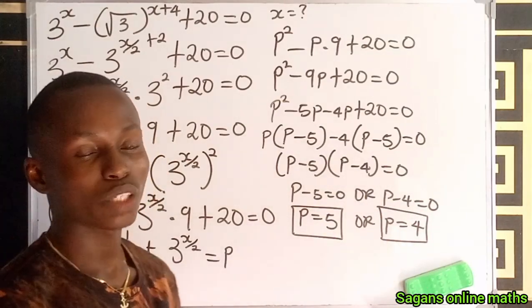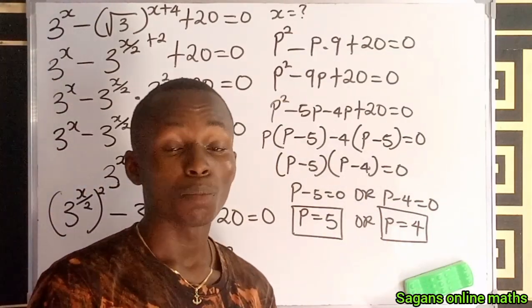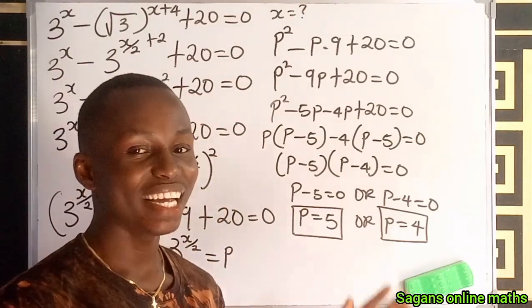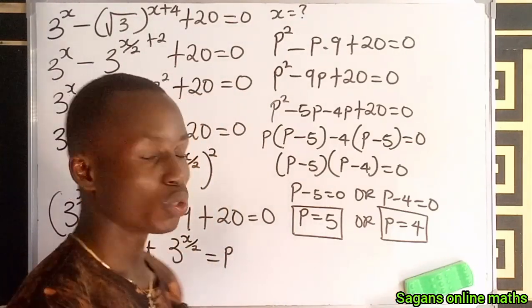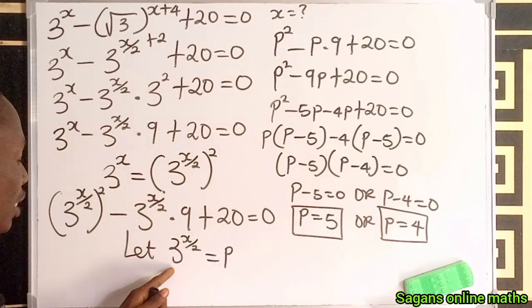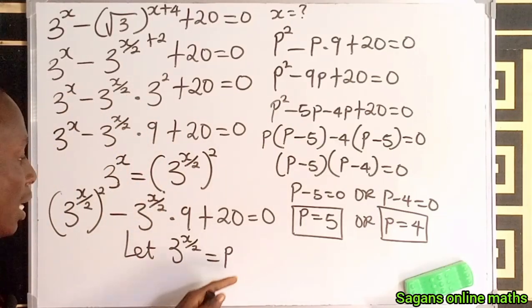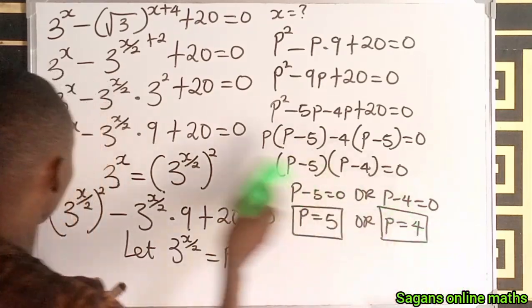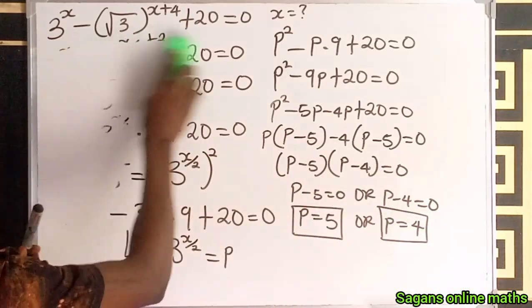But take note, we are not asked to solve for p. We are asked to find the value of x. Now what are we going to do? Remember that we said let 3 to the power of x divided by 2 equal p. Now let's find x when p is 5.